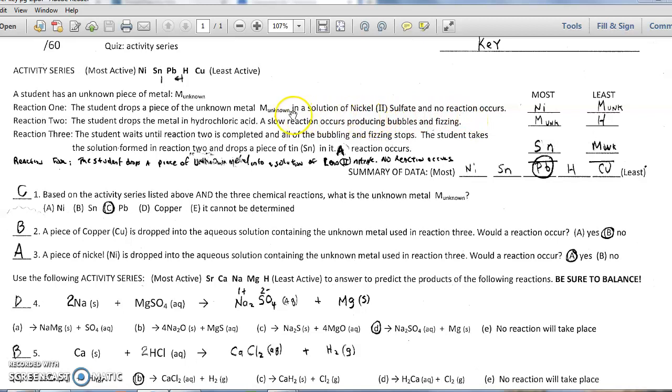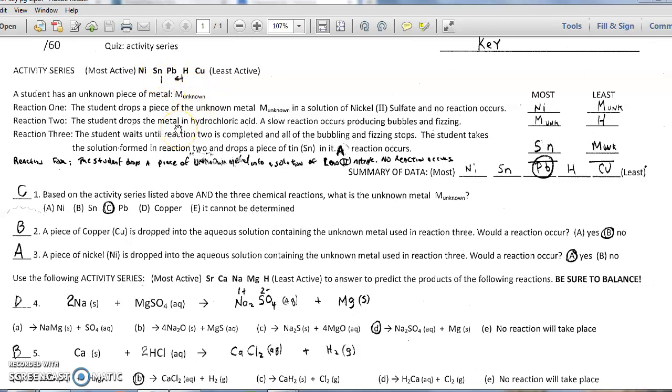What that tells us is that the unknown metal is not able to force nickel to take its electrons, meaning that the unknown metal is less active than nickel. So when no reaction occurs, we know that the metal that is in the solution as an ion is more active. So we now know that nickel is more active than our metal. So here's our activity series. We have nickel first. That means that the unknown metal is not nickel. Hydrogen's not a metal, so it's not hydrogen. So we now know that it is either tin, lead, or copper.